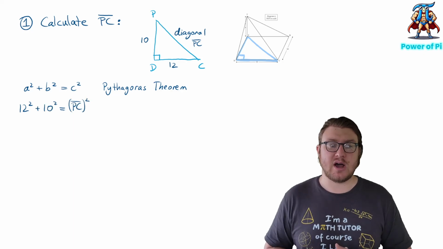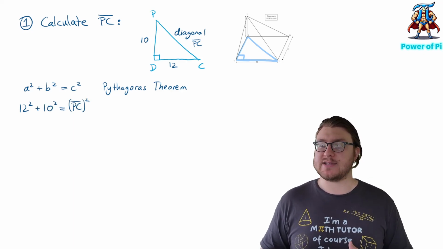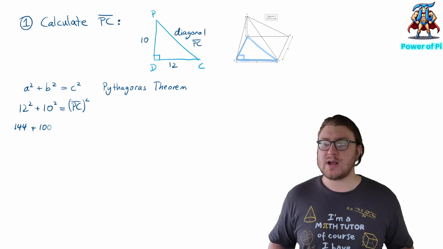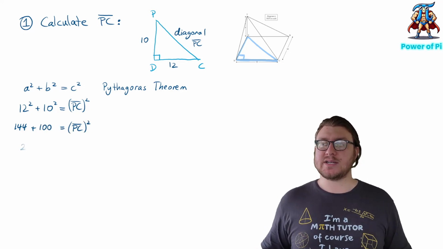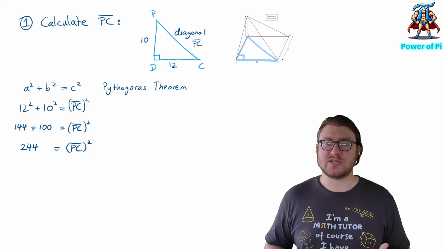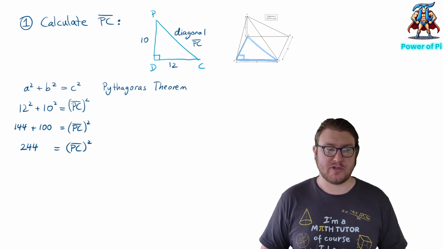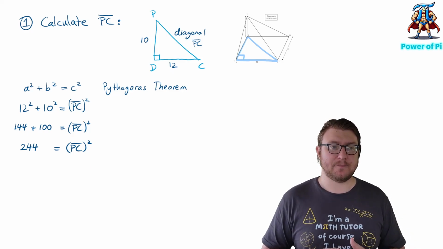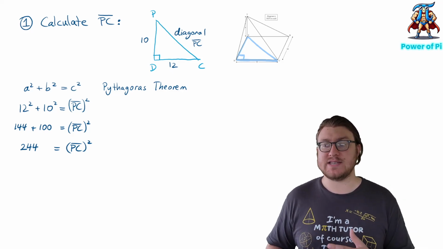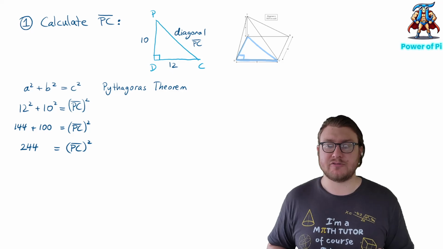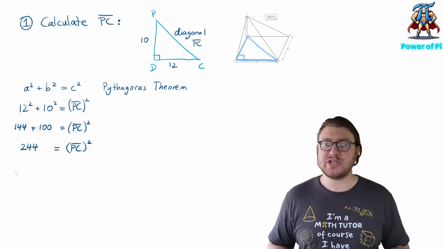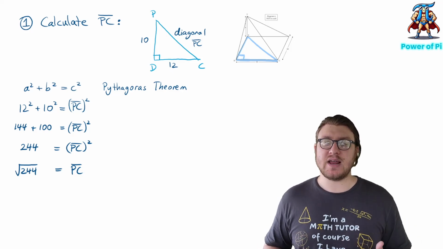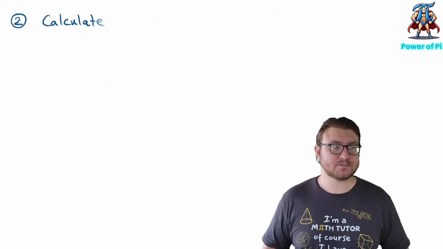If we substitute in our values, then we get exactly this statement here, and we can start putting our equations together. You're welcome to put this in the calculator here, but if you don't have one or you're not using one, I have just done the calculations with you. And we end up with 244 is PC squared. But we don't want the length of PC squared, we want the length itself. So we're going to take the square root here to take away the squared. Now we have a value for this diagonal.